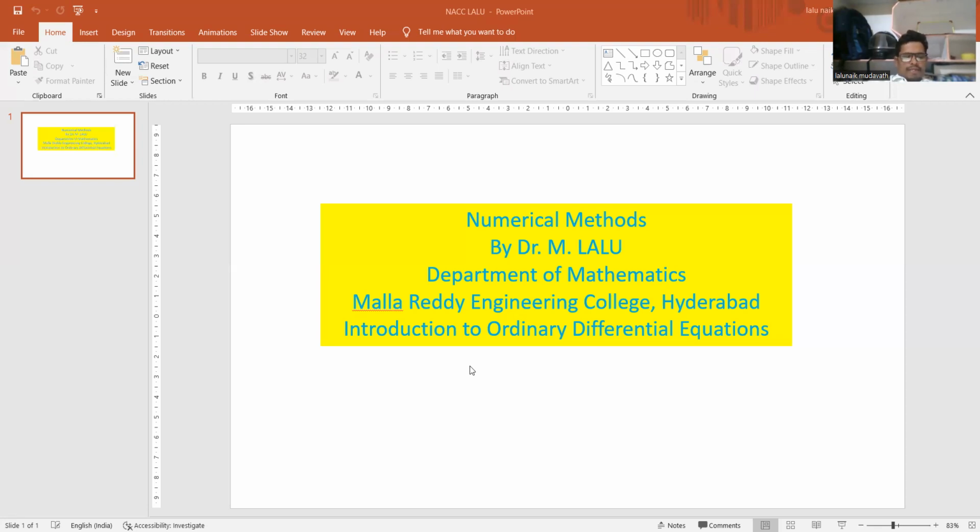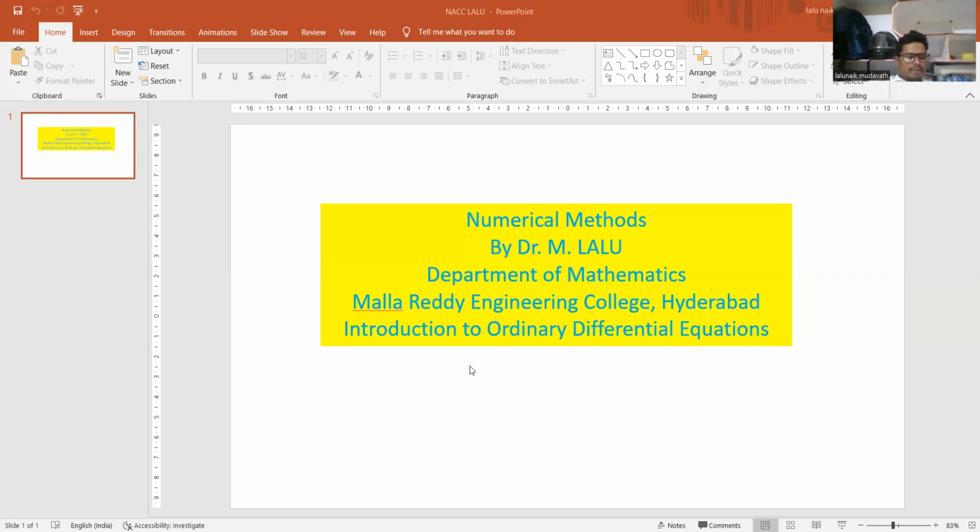What we mean by the solution of ordinary differential equations, what types of ordinary differential equation we have, what is the condition for existence and uniqueness of the solution of an ordinary differential equation. And finally, we will talk about why we need numerical solutions for ordinary differential equations.